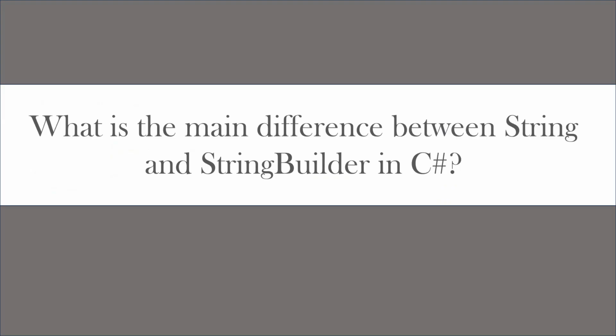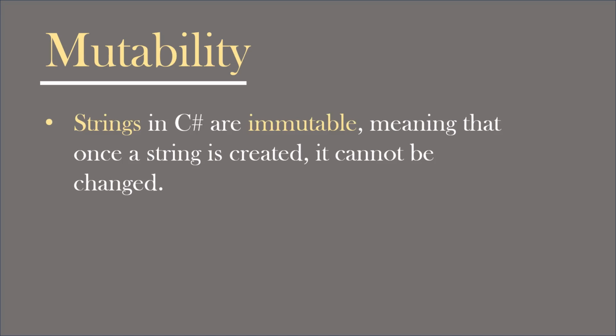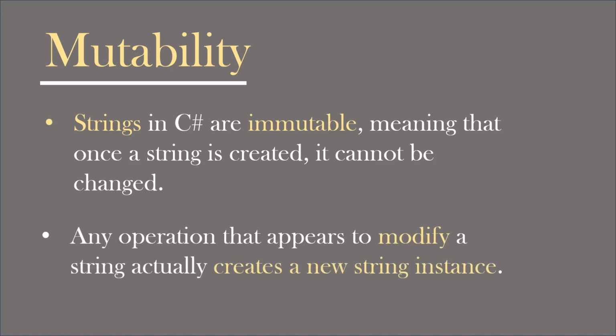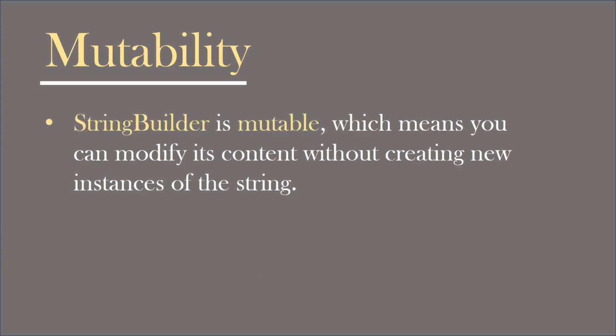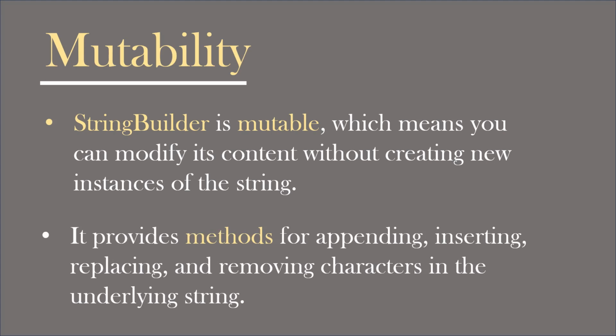If both of them serve the same purpose, what is the main difference between string and StringBuilder? The main difference is mutability. Strings in C Sharp are immutable, meaning that once a string is created, it cannot be changed. Any operation that appears to modify a string actually creates a new string instance. However, StringBuilder is mutable, which means you can modify its content without creating new instances of the string. It provides methods for appending, inserting, replacing, and removing characters in the underlying string.